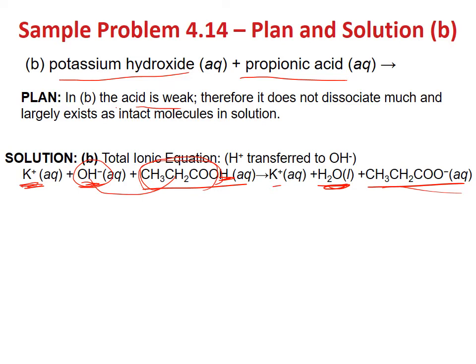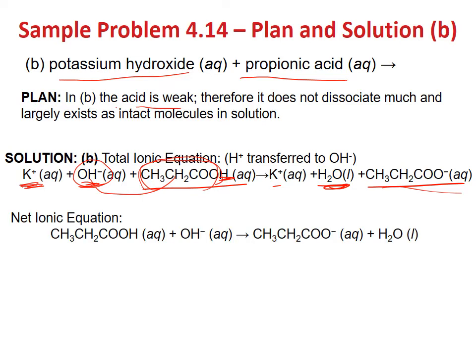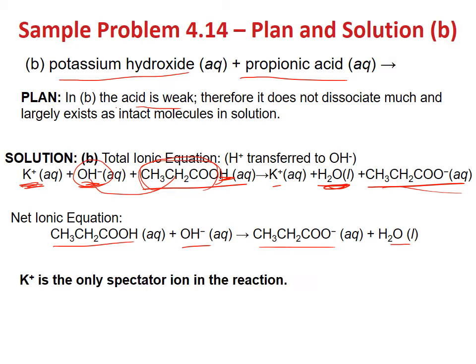All right. So if we cancel the spectator ion, we get a net ionic equation, which is the acid with hydroxide forms water and the conjugate base anion. And again, the spectator ion is potassium.